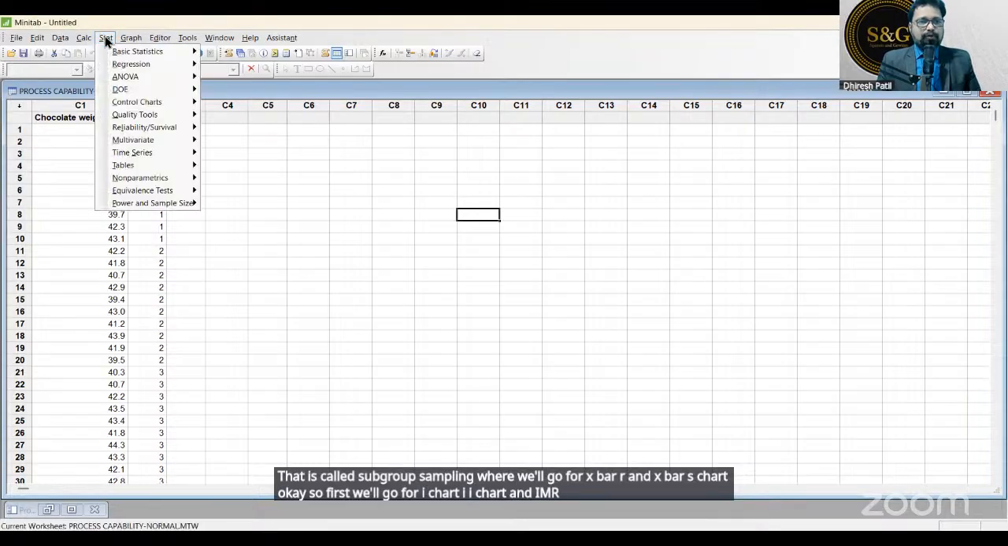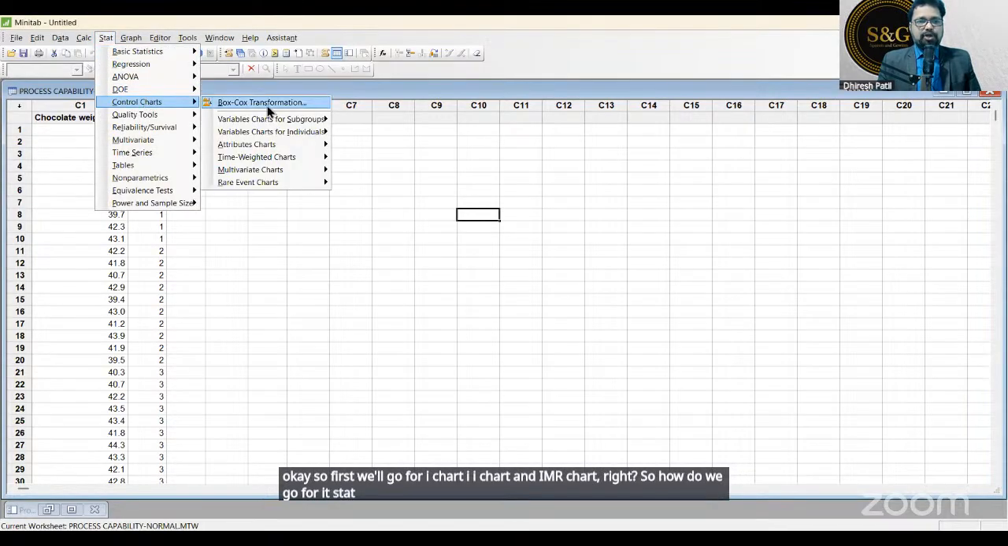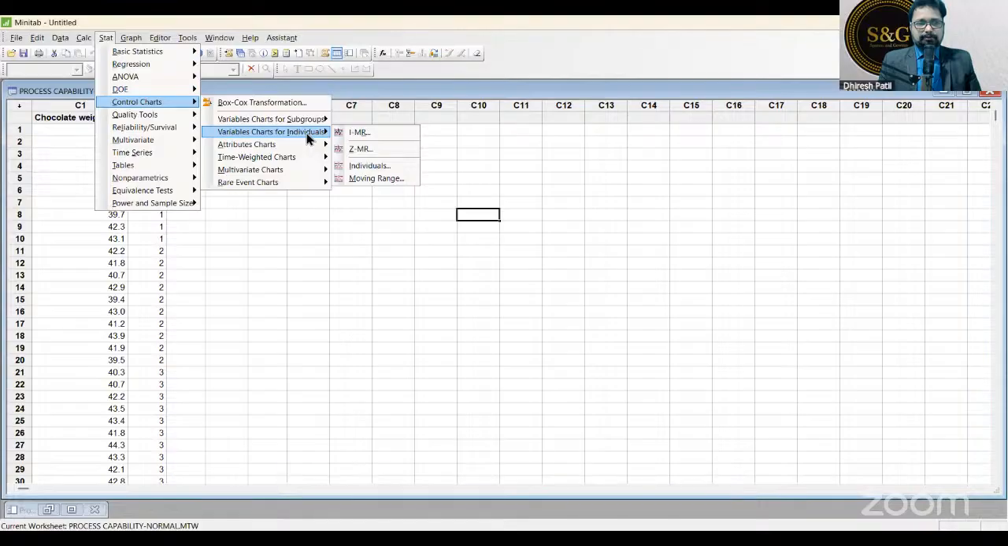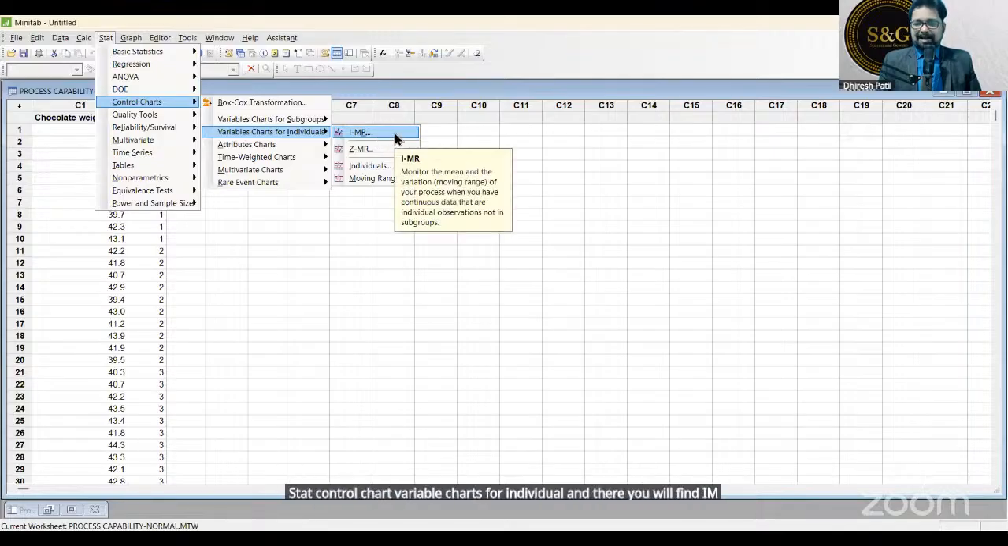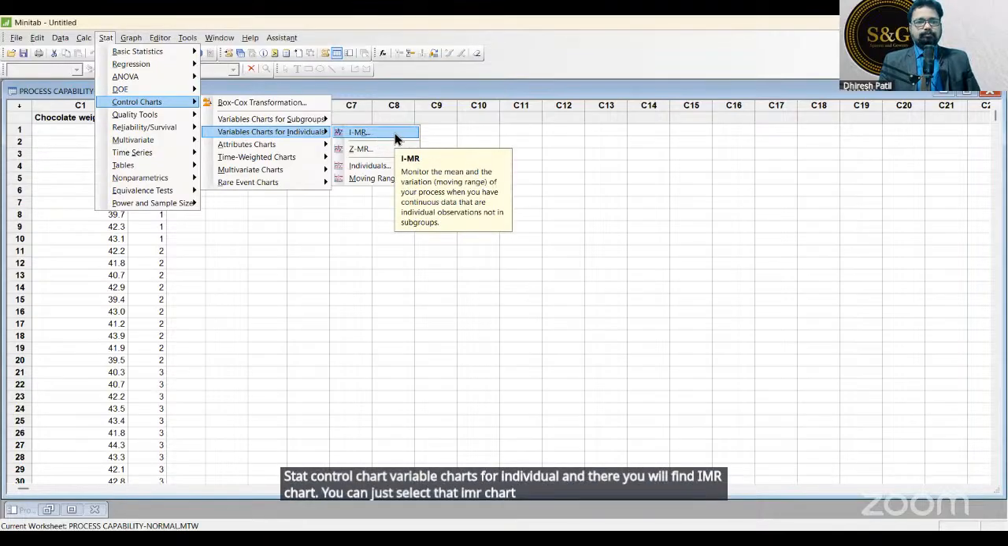So how do we go for it? Stat, Control Charts, Variable Charts for Individuals, and there you will find the IMR chart. You can just select that IMR chart. Stat, Control Charts, Variable Charts for Individuals, IMR chart. Okay, just click on that.